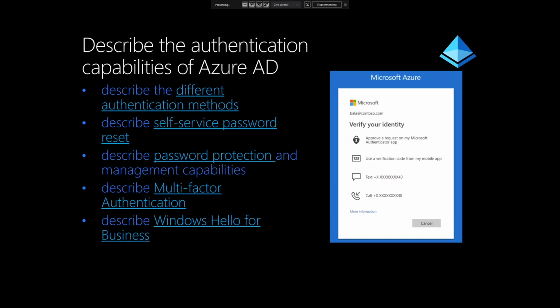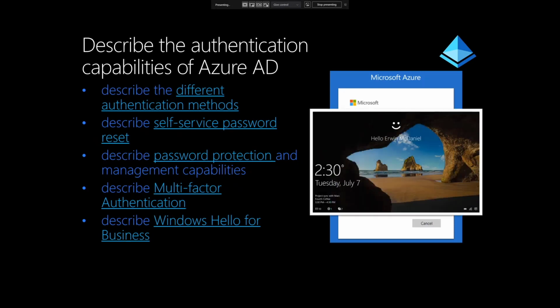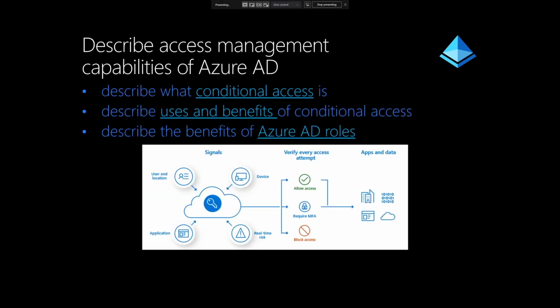Windows Hello for Business is a capability available in Windows 10 that enables users to sign in using a biometric type of authentication, maybe your facial recognition or a fingerprint. You can also use a PIN when you're logging in with Windows Hello.